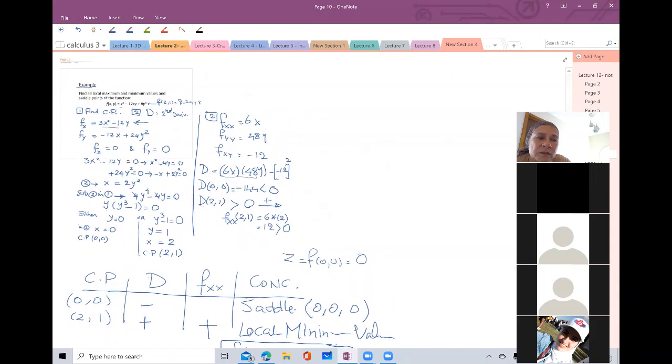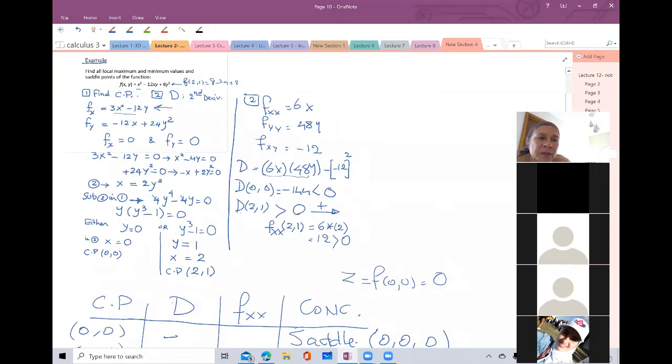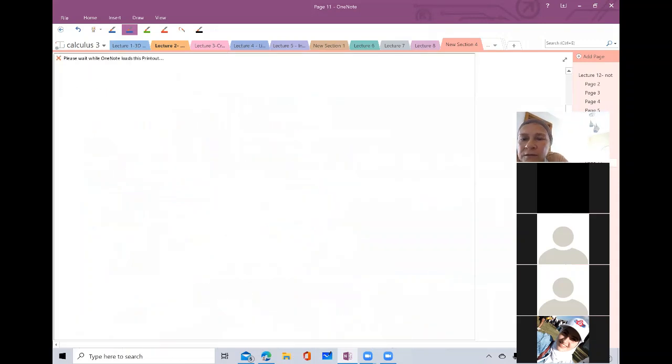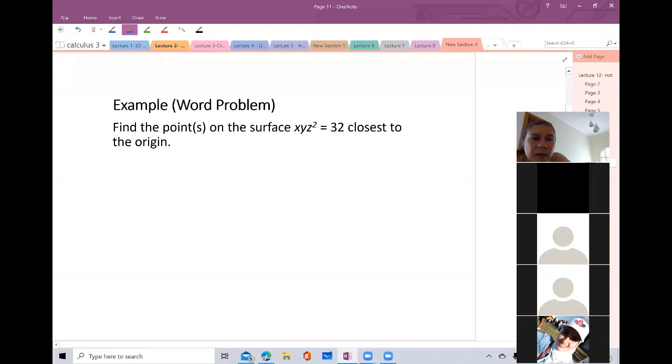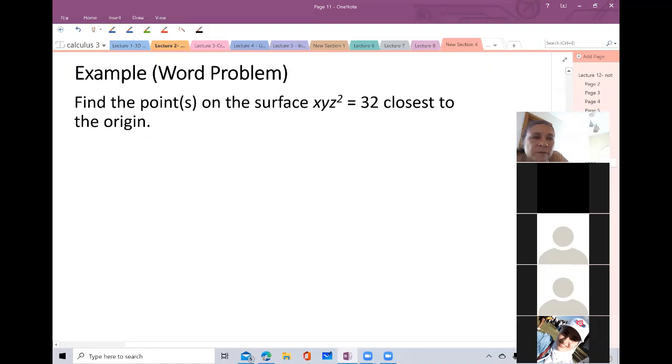Any questions? I found my local maximum and minimum in 2 steps: finding my critical points, then applying the second derivative test. We have some problems given as word problems. I want to rewrite this word problem in terms of my function. Let's read it together. It says find the points on the surface closest to the origin.